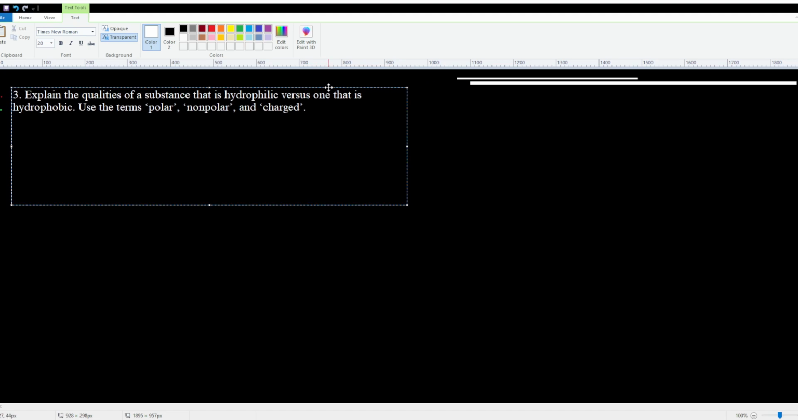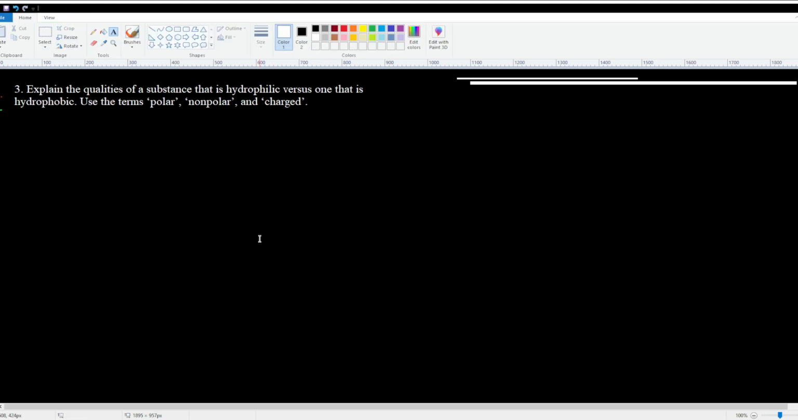Explain the qualities of a substance that is hydrophilic versus one that is hydrophobic. Use the terms nonpolar, polar, and charged. Hydrophilic: hydro meaning water, philic meaning affinity for or liking of. So hydrophilic means it likes water, basically. Obviously, water is going to like water, and water is considered polar.